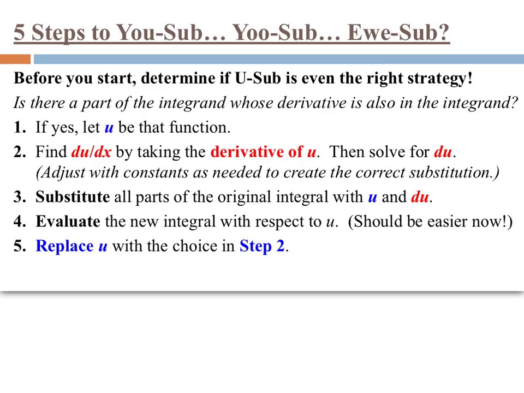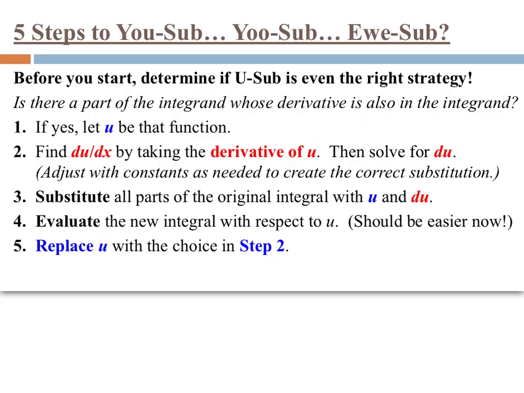Okay, here we go. Before you start, always determine if U-Sub is even the right strategy. You should not use U-Substitution anytime you see an integral you can't figure out. You should use it anytime that you see a part of the integrand whose derivative also shows up somewhere else. Once you've made that identification, then go through these 5 steps.